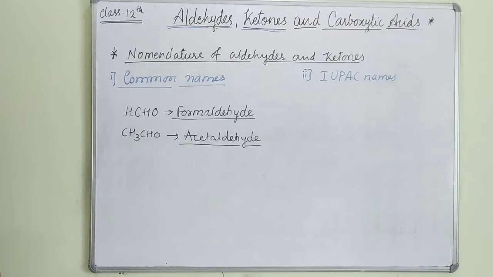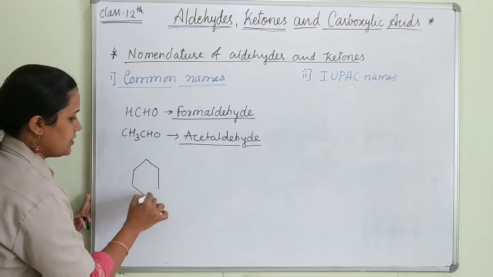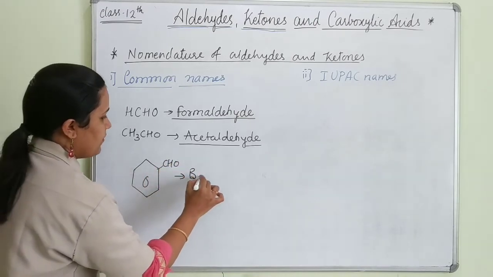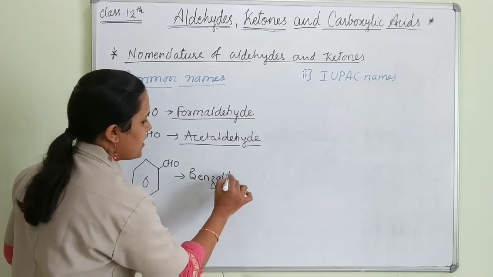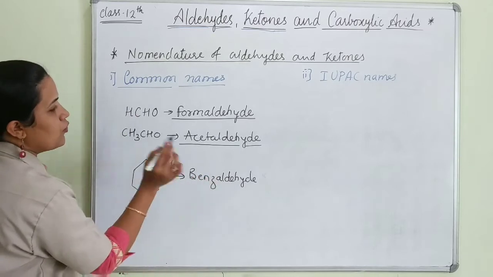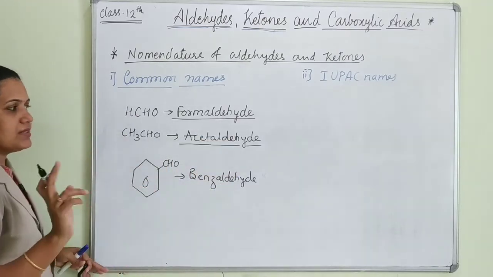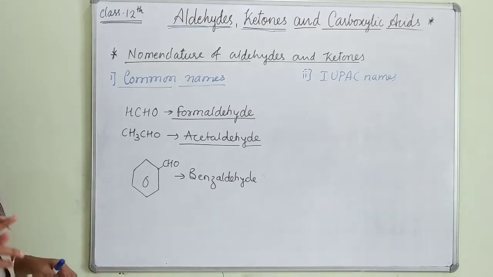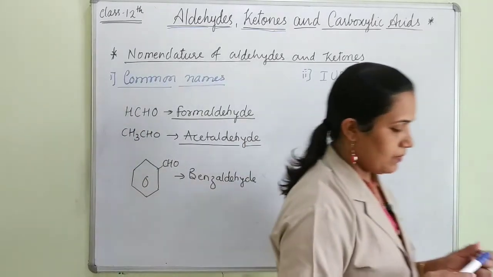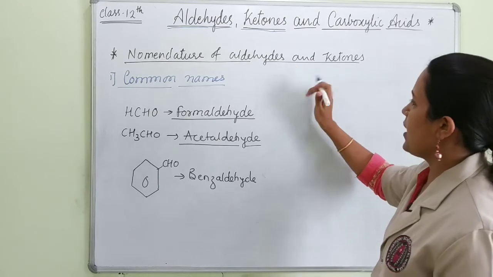Now not only this one, we will have a few more examples. If we have an example in which the CHO group is attached to a benzene ring, then we will say it is benzaldehyde. So in every common name you can observe that the word aldehyde is used. Now if we have a long chain, I will explain here, and afterward we will go for the IUPAC name.